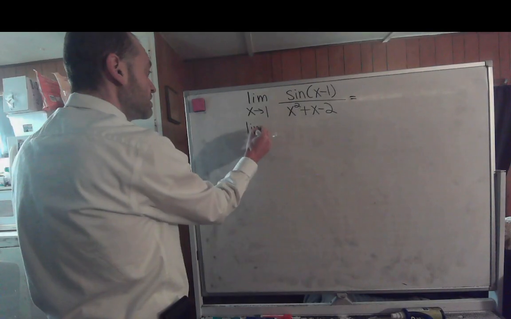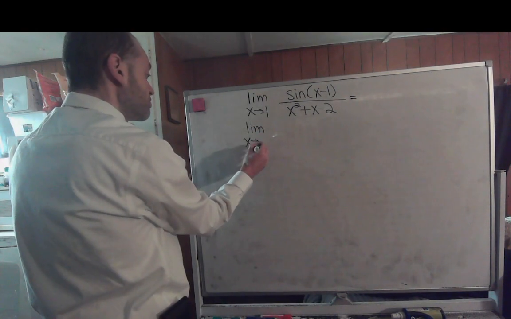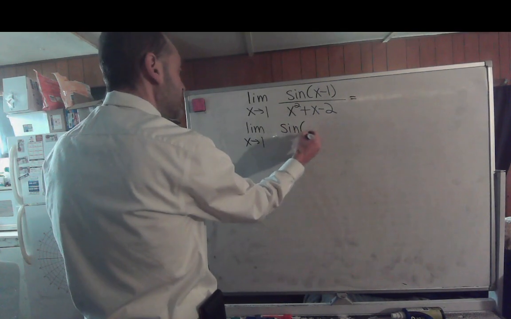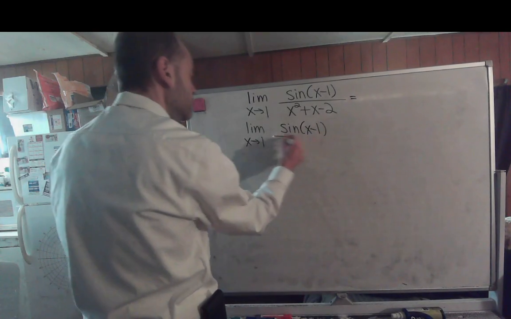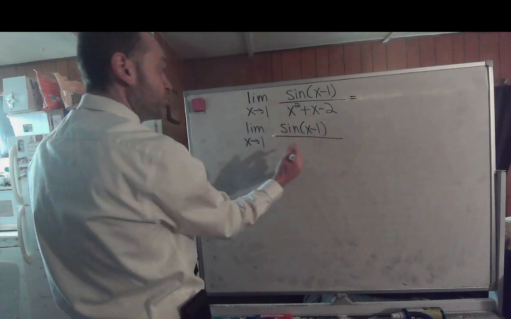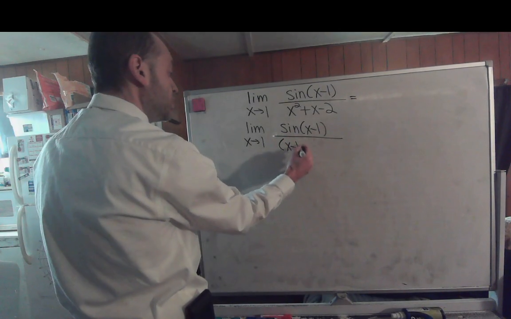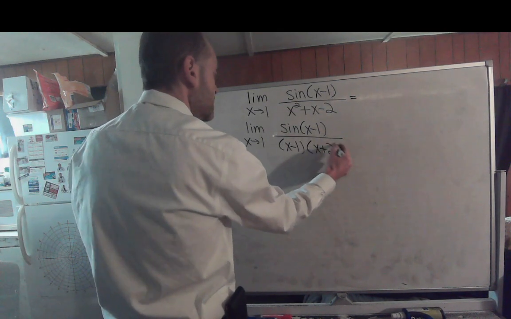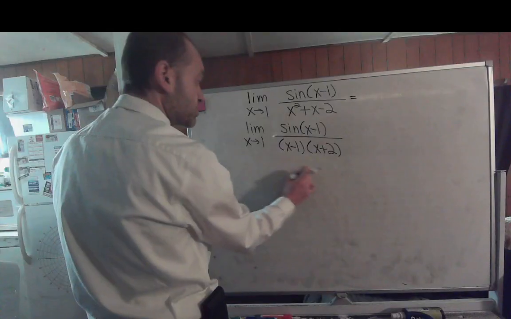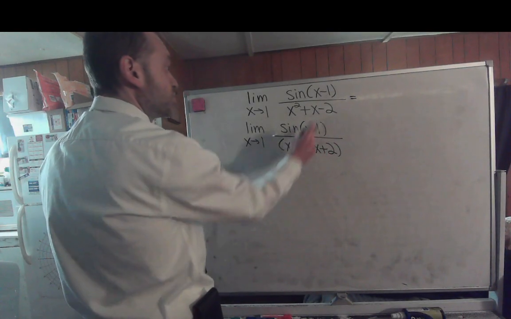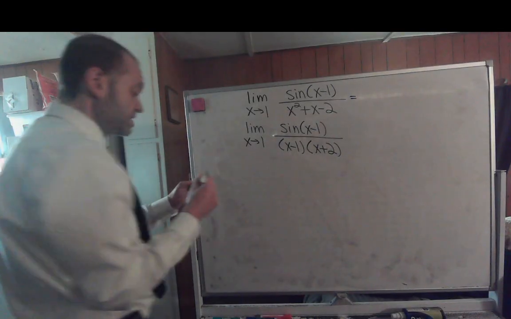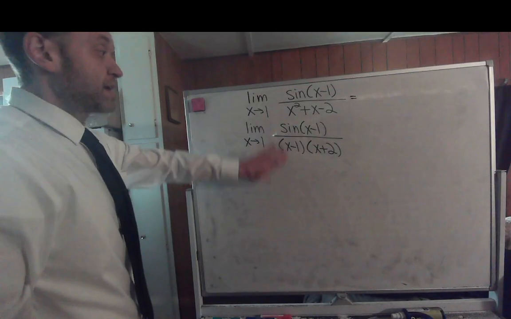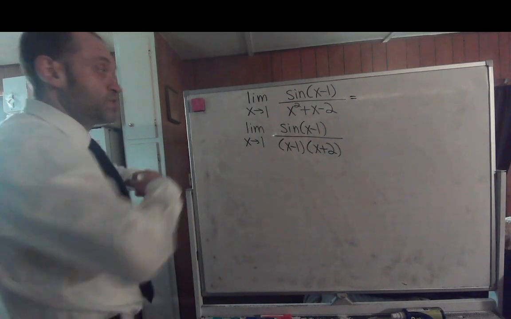It's a simple quadratic equation that factors very nicely. This would turn into the limit as x approaches 1 of the sine of x minus 1 all over, we can definitely pull out a factor of x minus 1 in the denominator, then times x plus 2. If we FOIL these out, we'll get x squared plus 2x minus x, so plus x minus 2. So yes, we did factor correctly. Well, we have our factored denominator. What are we going to do with that?